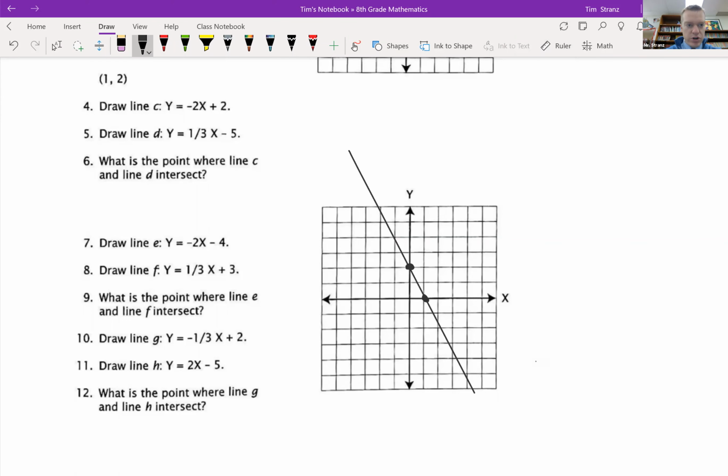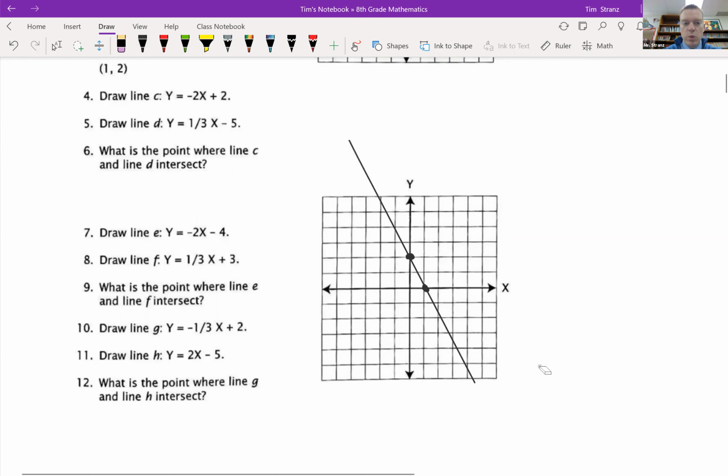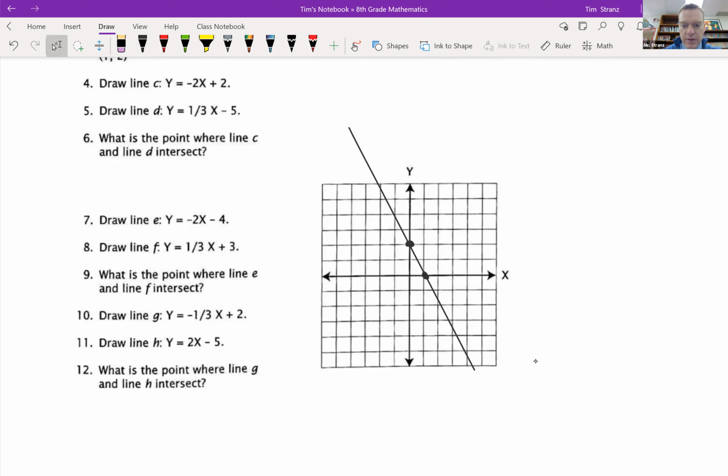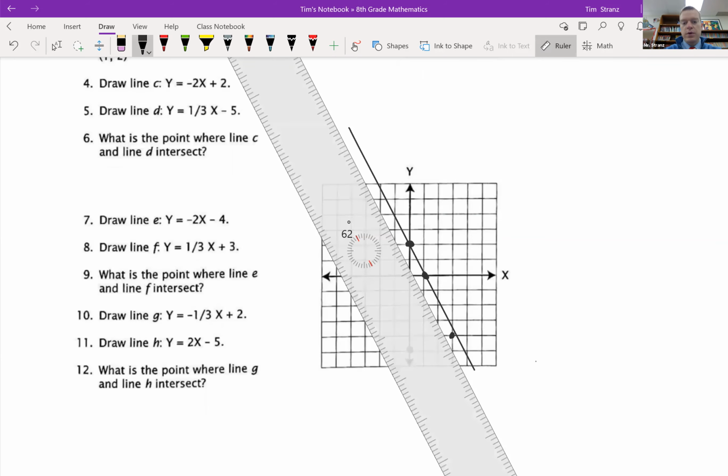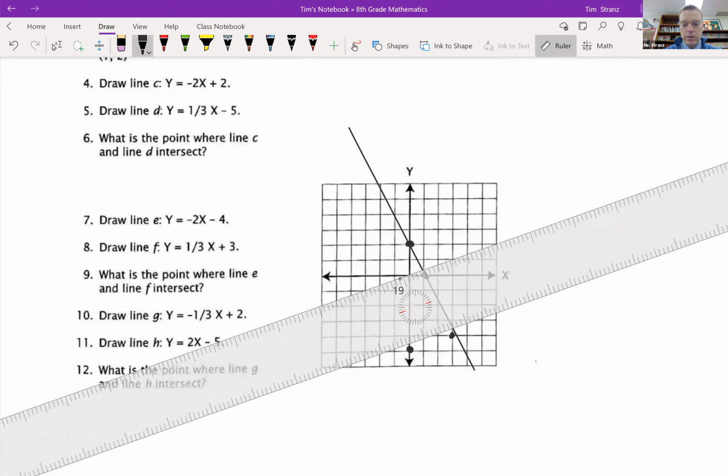I'm going to go ahead and construct the other line, which is this one right here, y equals 1/3 x minus 5. So my y-intercept is going to be a negative 5. I'm going to start there: 1, 2, 3, 4, 5. And then I have a positive 1/3 slope, so I'm going to go up 1 over 1, 2, 3 right there. I'm going to draw my line here.